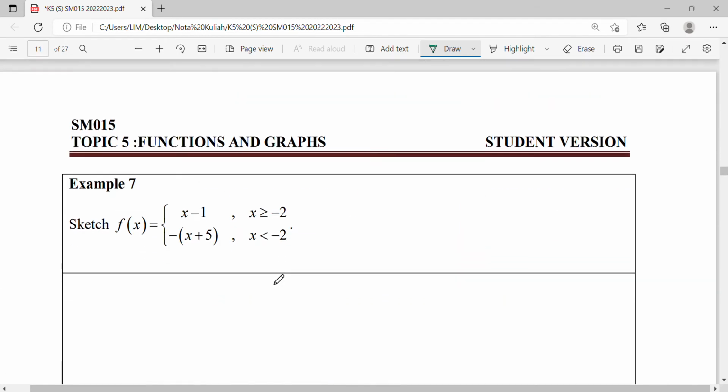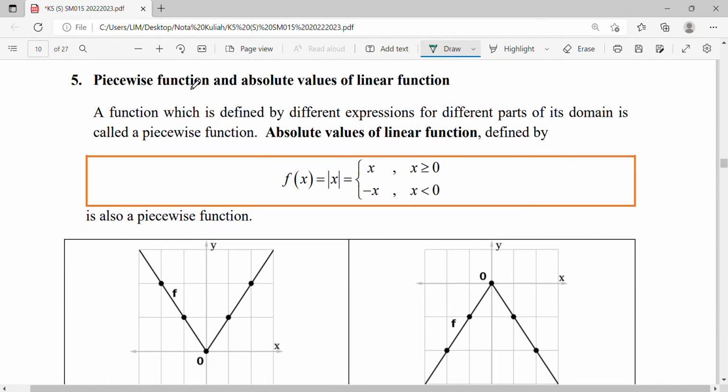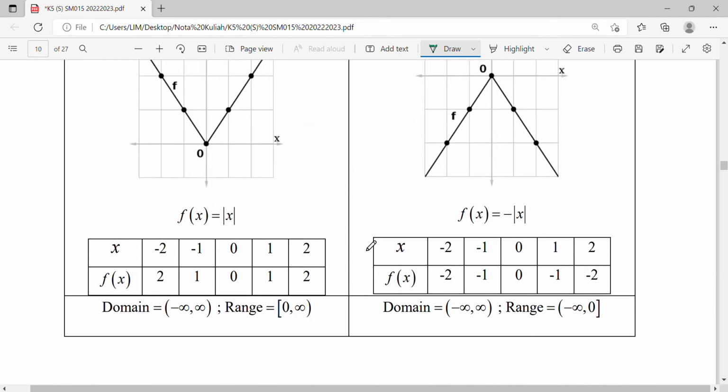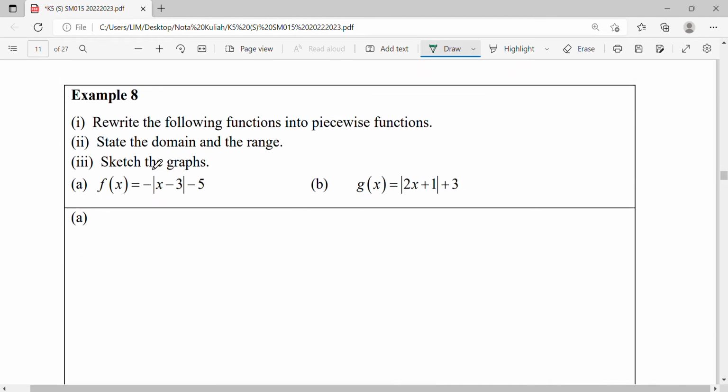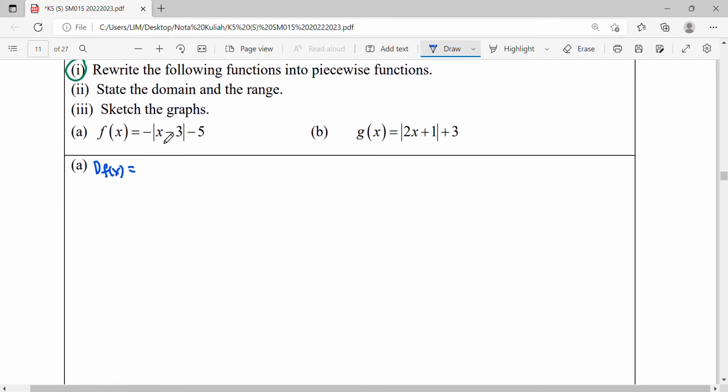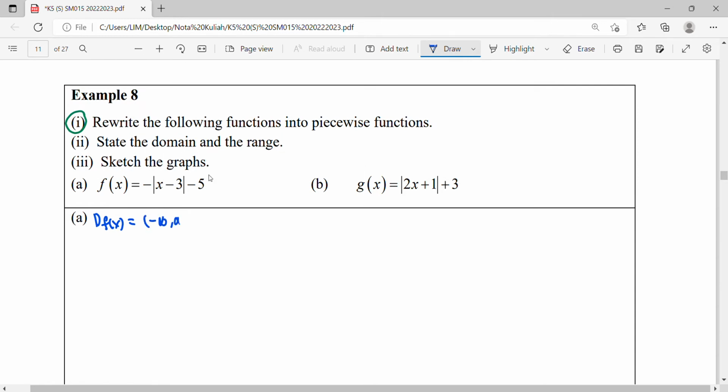Okay, so we try to draw first before we express it as a piecewise function. We try to draw the modulus absolute function. So I go for example 8. I read first. We want to find out what the domain and range are and sketch the graph. So for question A, the domain for a modulus function is always negative infinity to infinity. How about the range?